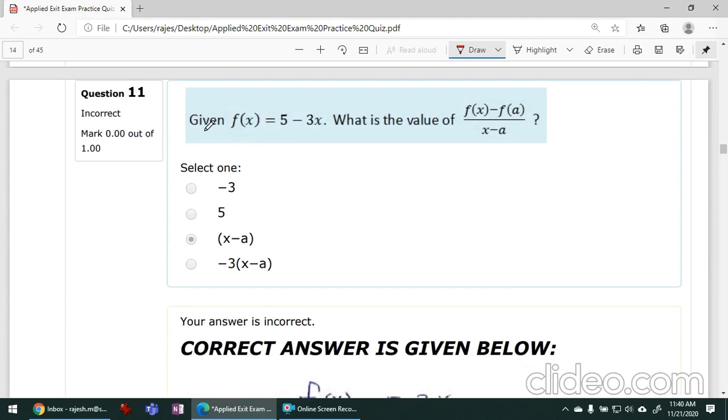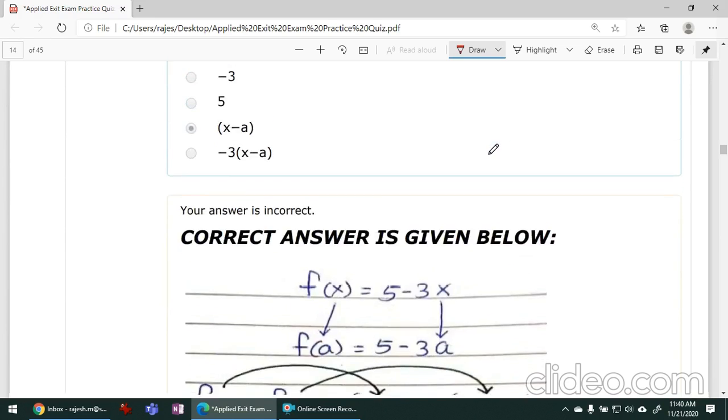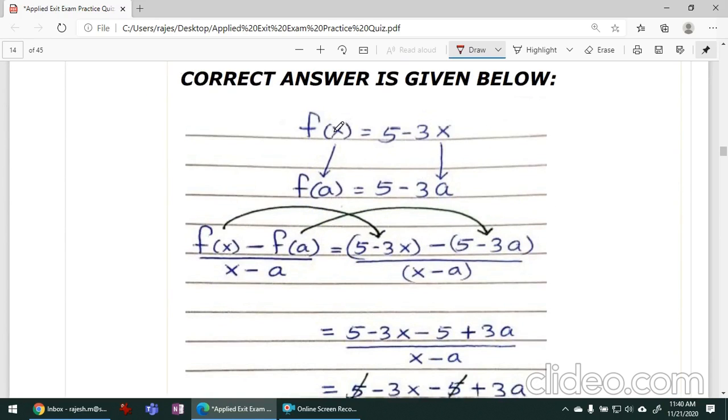Now question number 11. You have f of x equal to 5 minus 3x. What is the value of f of x minus f of a by x minus a? Okay, so this is f of x. Now what is f of a? That means change x to a. So 5 minus 3 into a, 5 minus 3a.